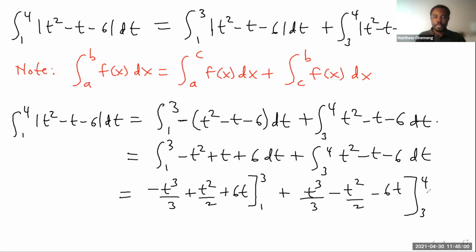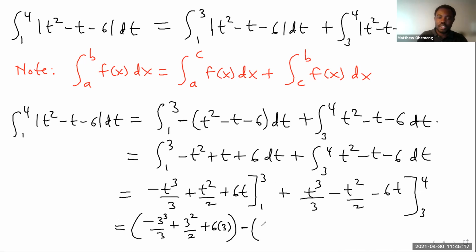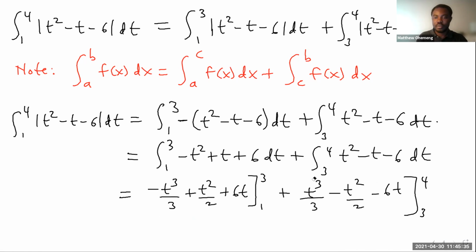So when you get here, it's a matter of plugging in and evaluating, right? So I'm going to write this and then do negative t cubed over 3 plus t squared over 2 plus 6 times 3, and then minus what? So you plug in 1, so that'd be negative 1 cubed over 3, and then plus 1 squared. I probably need more space. Let me take this to the next slide. But please do let me know if you need time here.